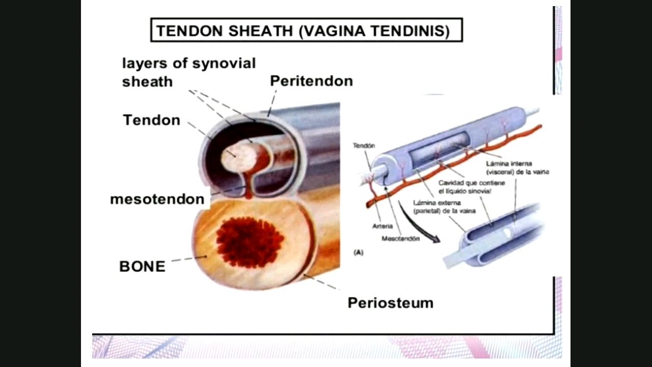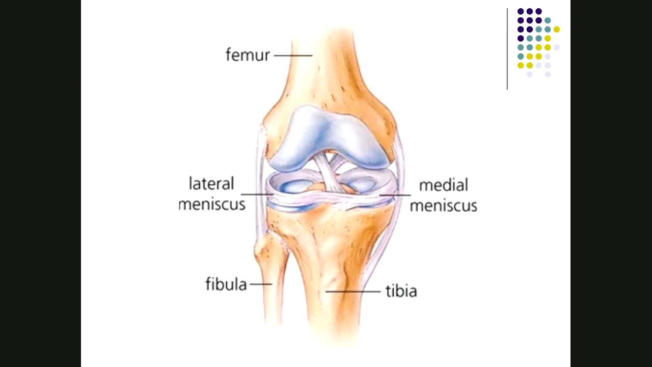And then we have tendon sheaths. And remember, it looks a little bit like a hot dog and a bun. But all it is is an elongated bursa to protect the tendon and reduce friction. And then again, we looked at these menisci. The knee has two of these.